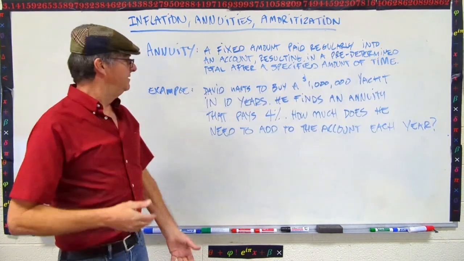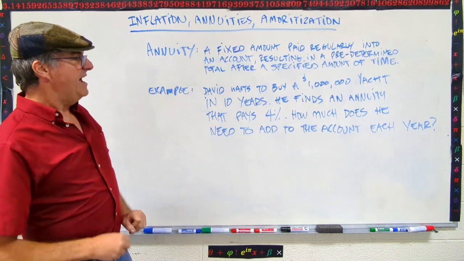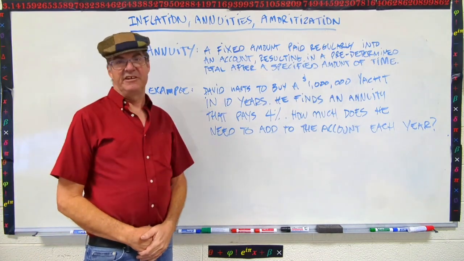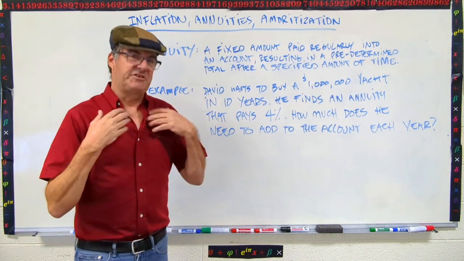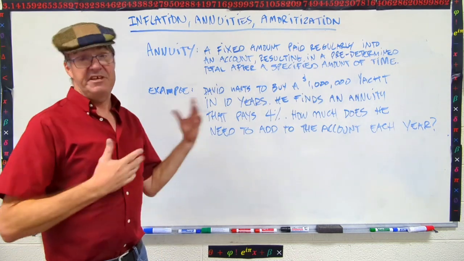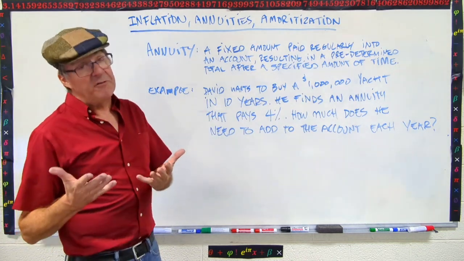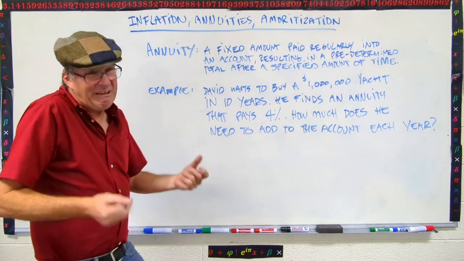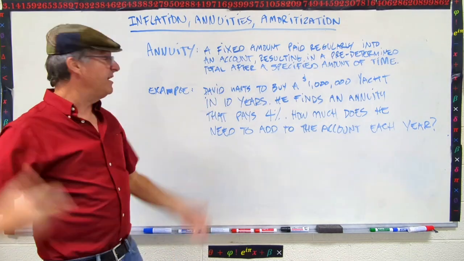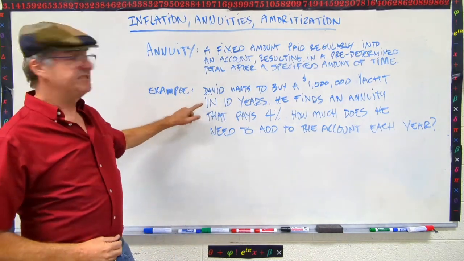Okay, so here's our problem. David wants to buy a $1 million yacht in 10 years. Now, this is really so not me, plus I don't think that's in the realm of what's possible for me, but let's just pretend like I'm the richest teacher on the planet and I want to buy a $1 million yacht in 10 years.